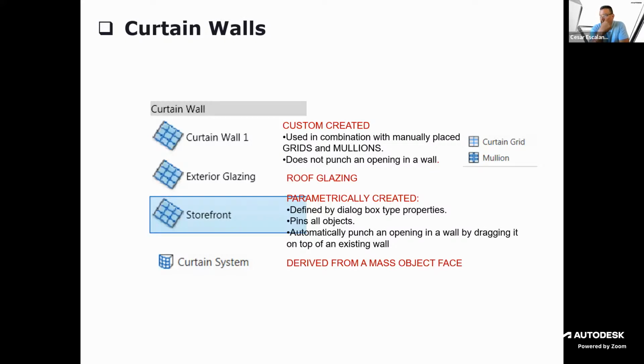And then we have another type of curtain wall called the curtain wall system, which is derived from a conceptual mass phase. In order to use that, you need to have a conceptual model, which is like a mass object. Then you select the phase and it creates this curtain system based on the phase. We're not going to get too much into the last one, nor the exterior glazing. But let me show you the curtain wall 1, or the custom created curtain wall, and how it works.